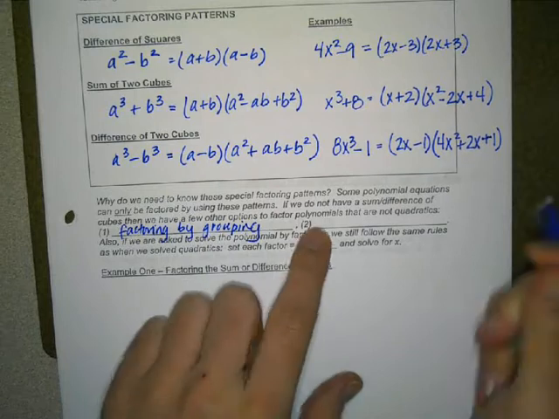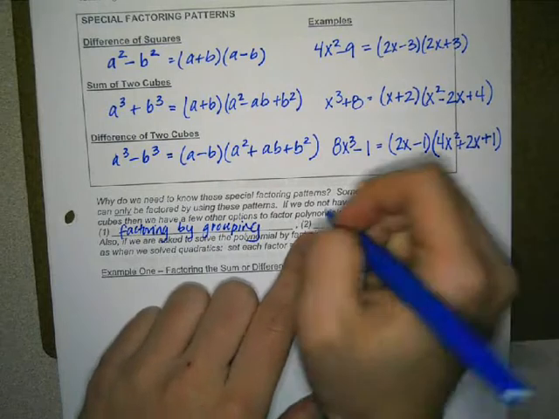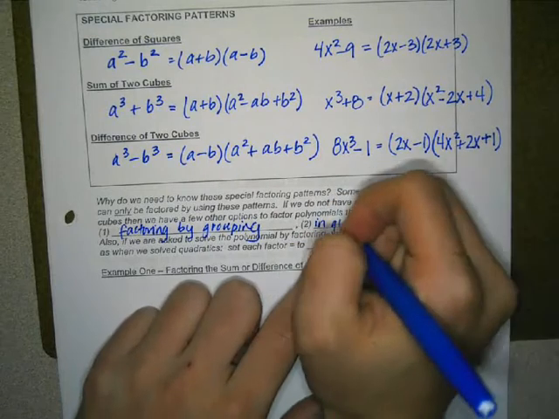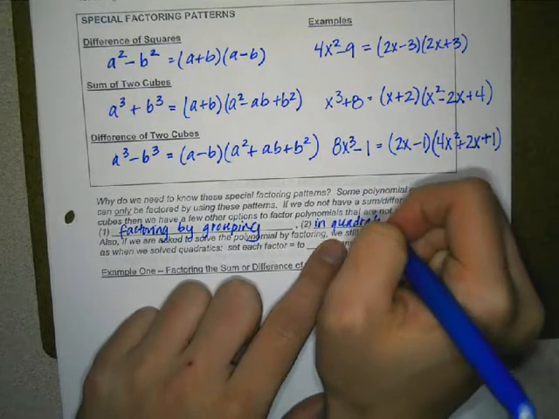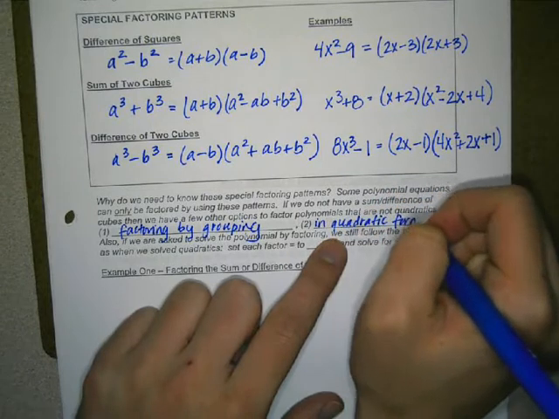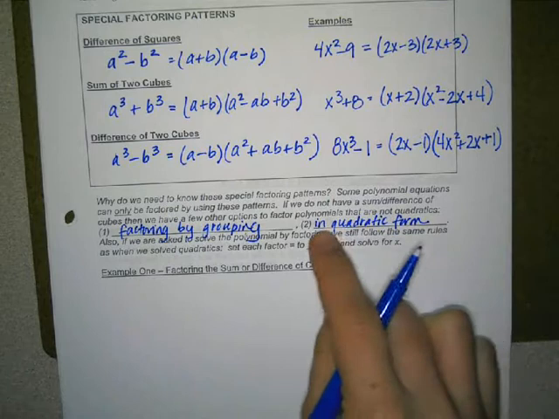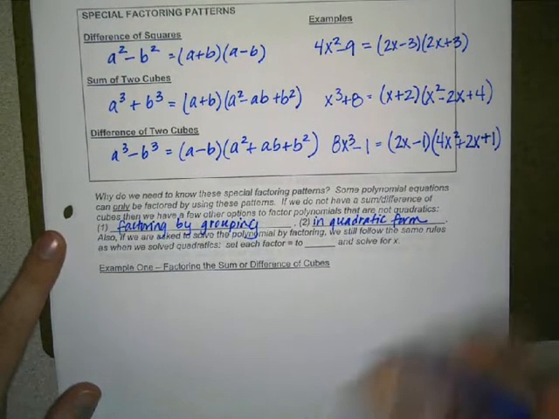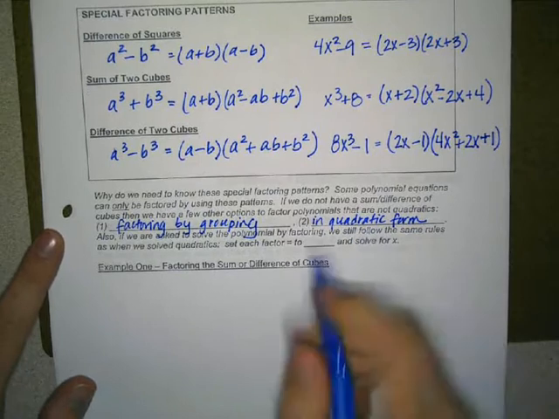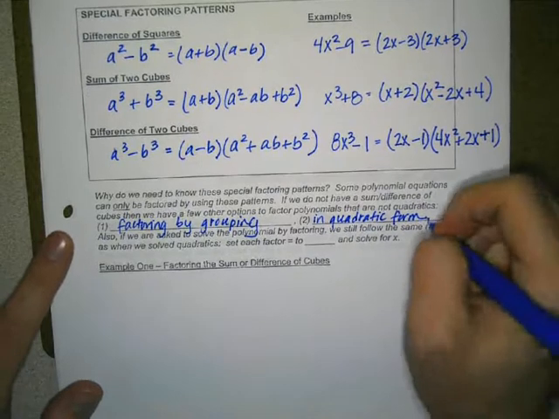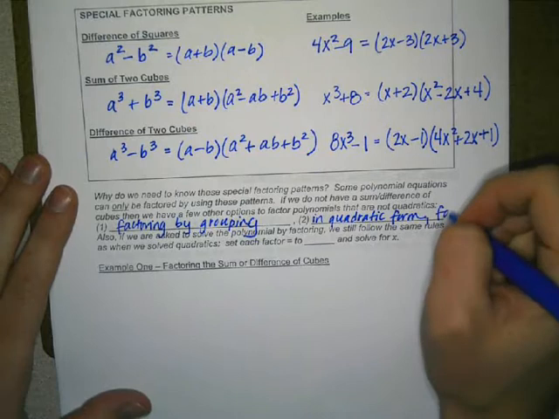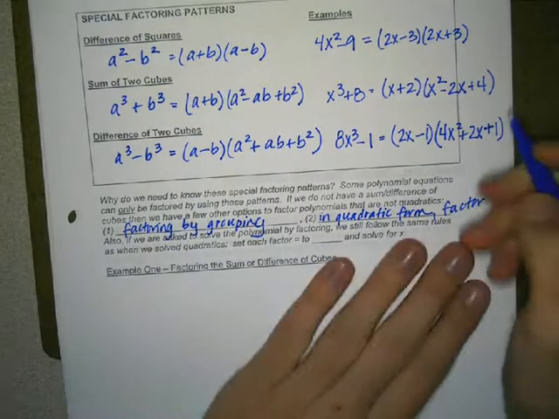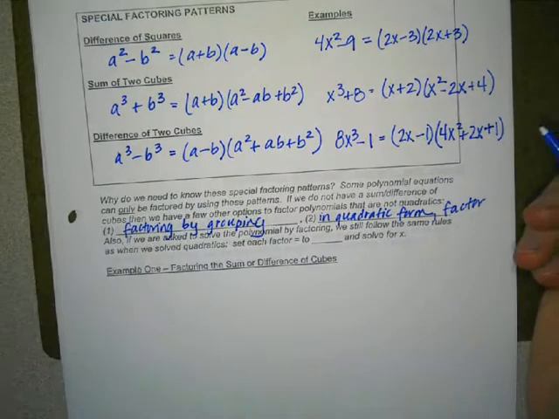And then the second is if it's in quadratic form. Now, the wording there is important. If it's in quadratic form, that means it's a trinomial. It looks like a quadratic. That doesn't mean it is a quadratic, but it looks like it might be similar looking at least. You can factor like we factored quadratics before.